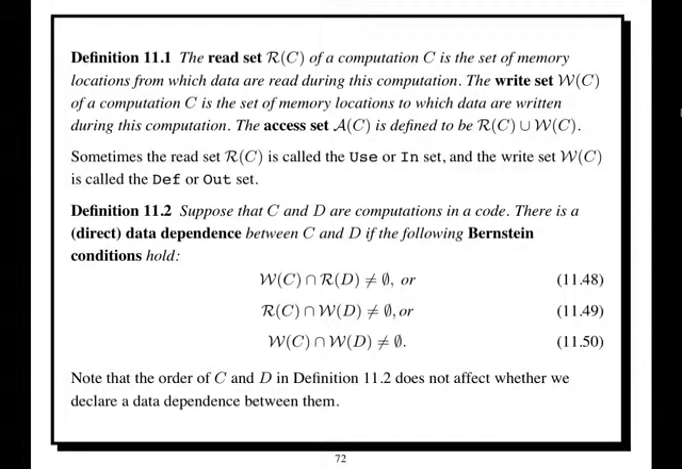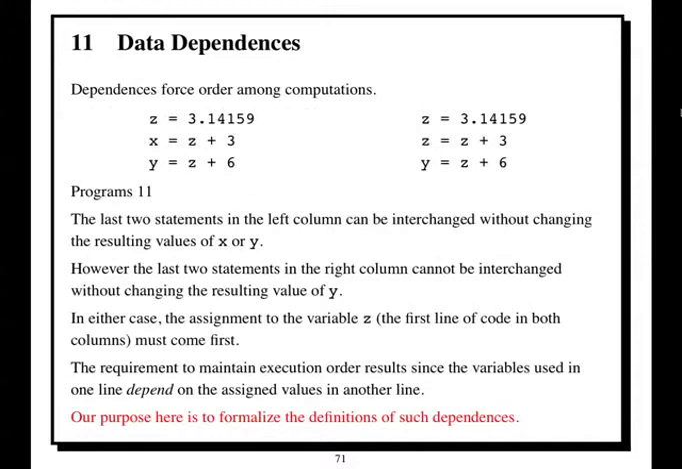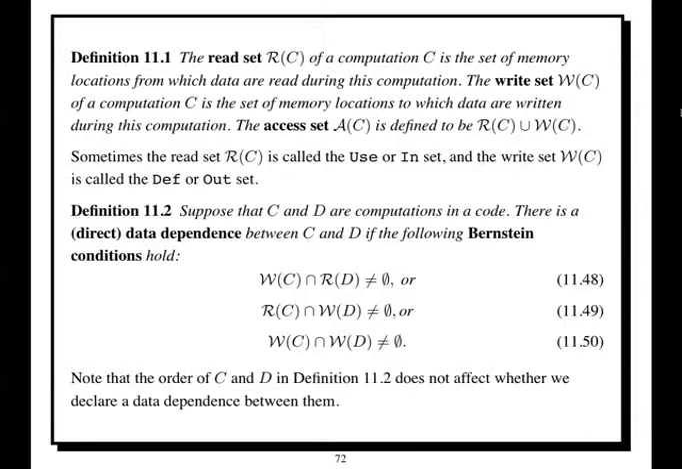So you have two computations. Think back to here. I've got C and D, my two lines of code, and I'm trying to figure out, is there a dependence between them? I look at the write set of one and the read set of the other. If that intersection is non-empty, then there is a dependence. Or the read set of one and the write set of the other, or the intersection of the two write sets. So if any one of those intersections is non-empty, then there is a dependence.